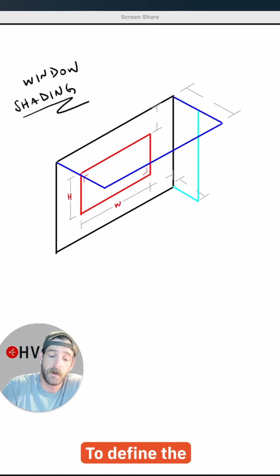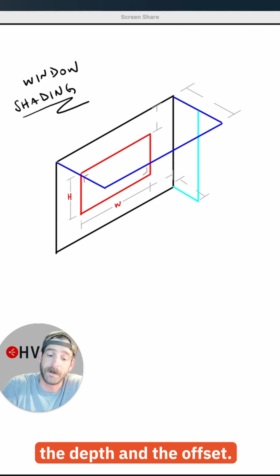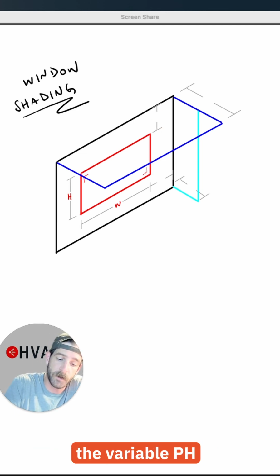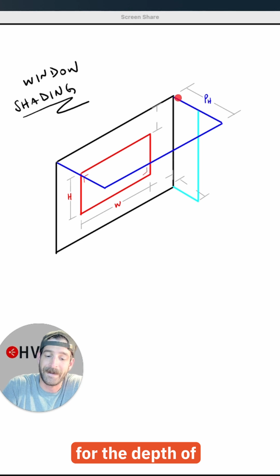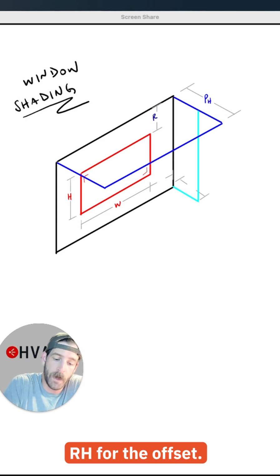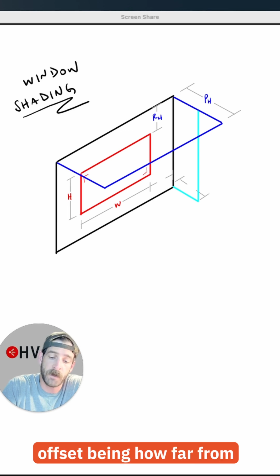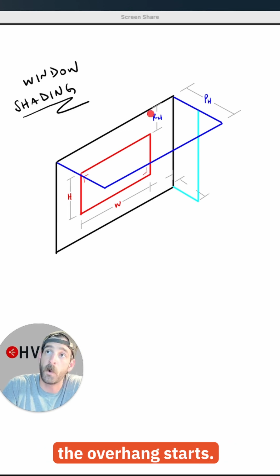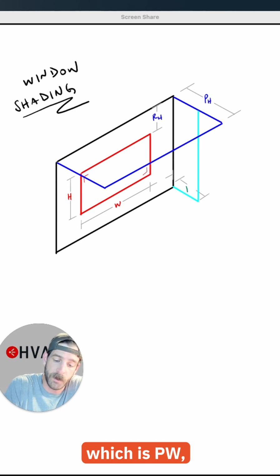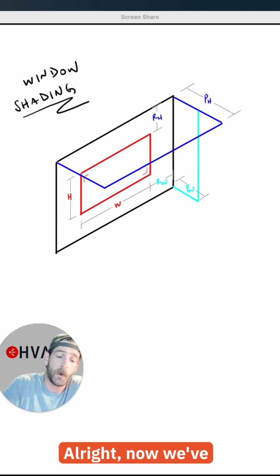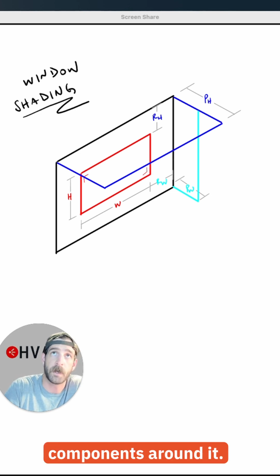To define the top overhang, we need to know the depth and the offset. So we're going to use the variable PH for the depth of the overhang and RH for the offset. Depth being how far out the overhang goes, offset being how far from the top of the window the overhang starts. For the side hang here, we're going to have similarly the depth, which is PW, and the offset, which is RW. All right, now we've defined all the geometries of the window and the shading components around it.